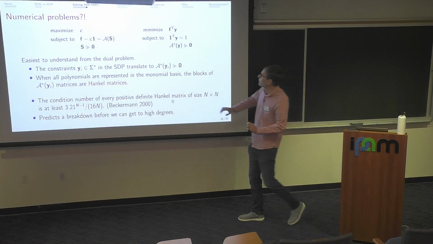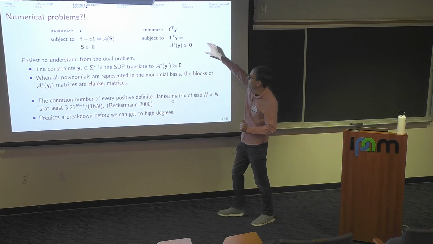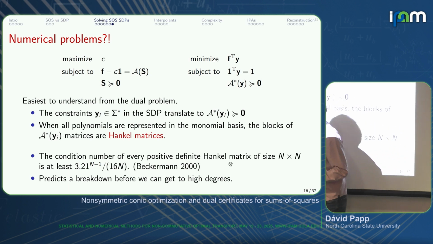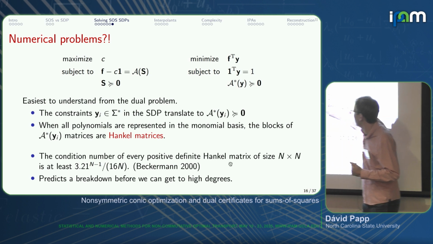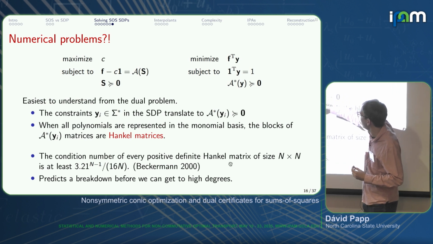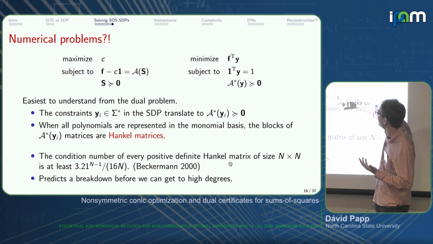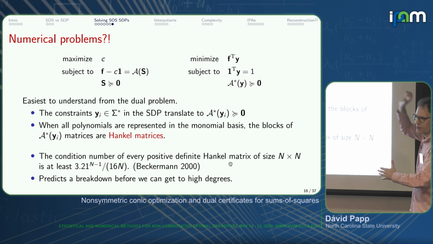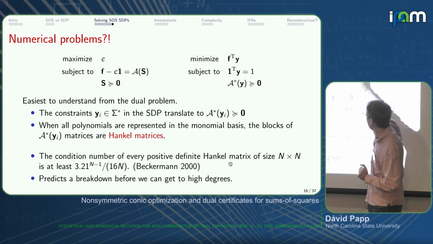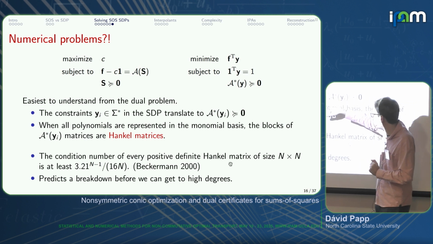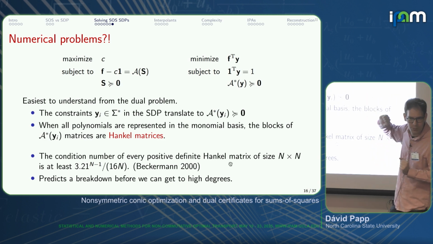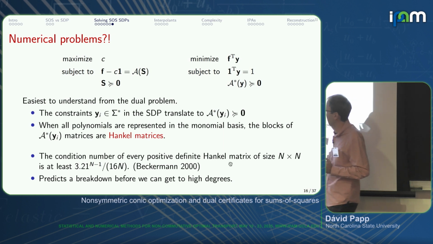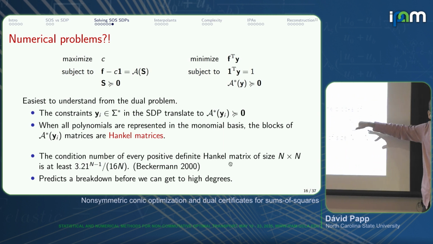I think the easiest way to understand it is from the dual side. Remember, this was the dual problem, where the constraint that this Y matrix is in the dual cone, the dual of the SOS cone, translates to some constraint that the image of, well, here I put Y, here I put Y_i, it's a confusing notation. What we really have here is not just a single giant matrix, but rather a block matrix with several blocks. Anyway, so each of the blocks of this matrix has to be positive semi-definite. So we are given some linear map, and under that map, the image of my dual vector has to be positive semi-definite. And the issue is that when all of the polynomials are represented in the monomial basis, then all the blocks of this A star of lambda are Hankel matrices, which are notoriously bad to work with numerically.